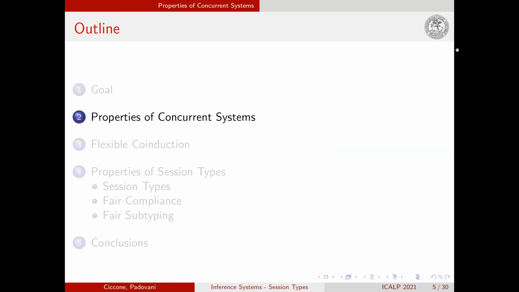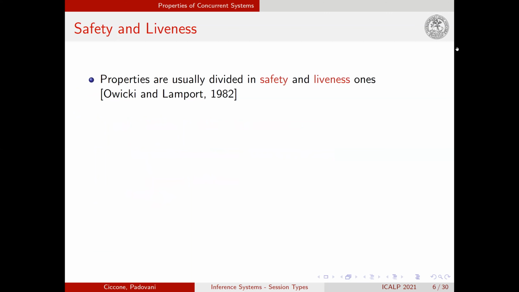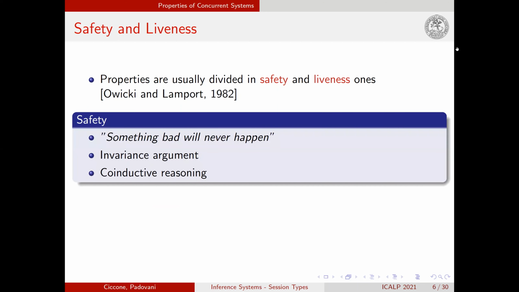Starting from the properties, those of concurrent systems are usually divided in safety and liveness ones. Safety properties are informally identified by the motto something bad will never happen. This means that they are based on an invariance argument, because we want that at each state some property holds. Hence, they require a co-inductive reasoning.